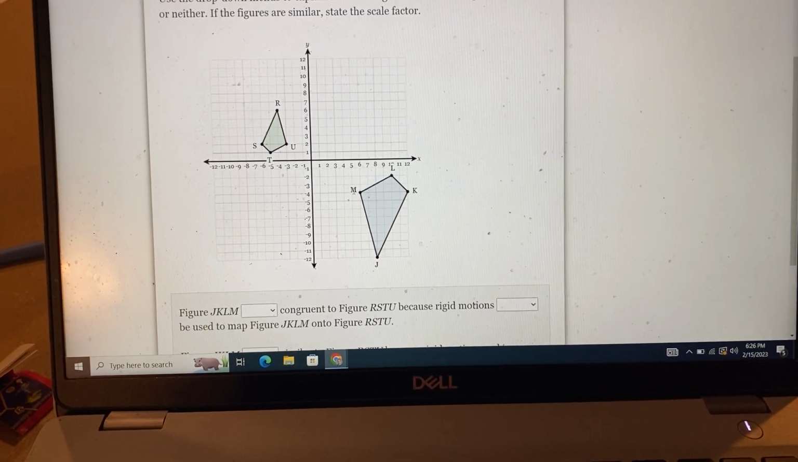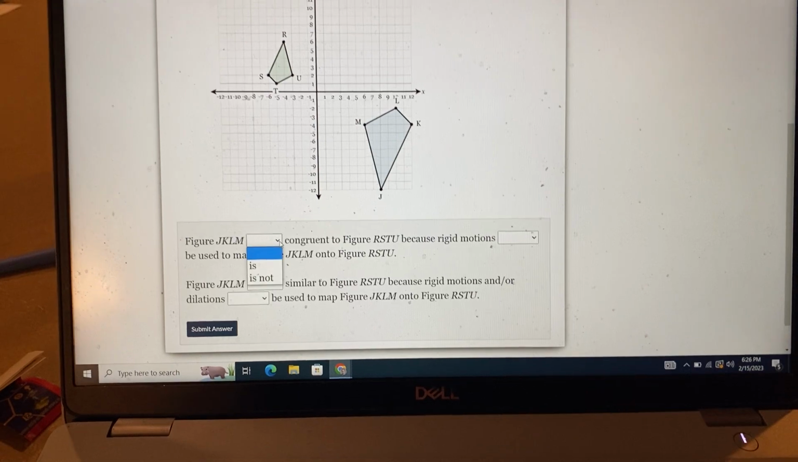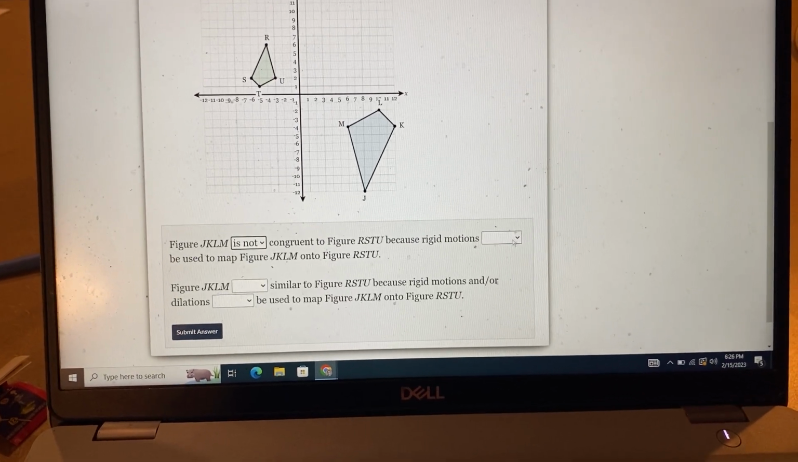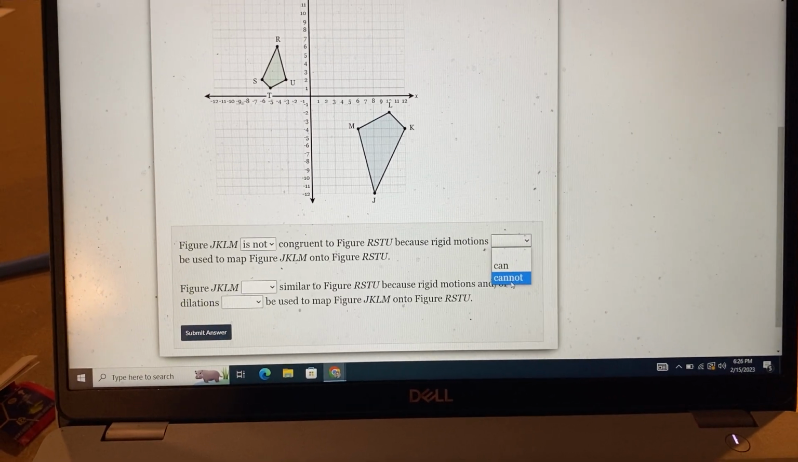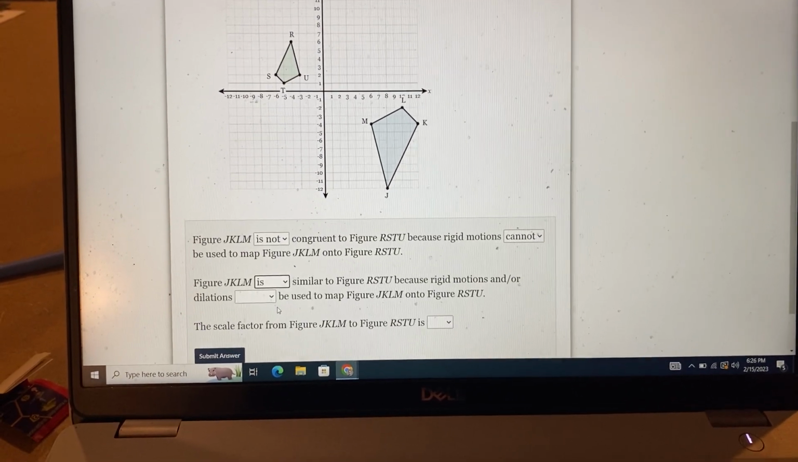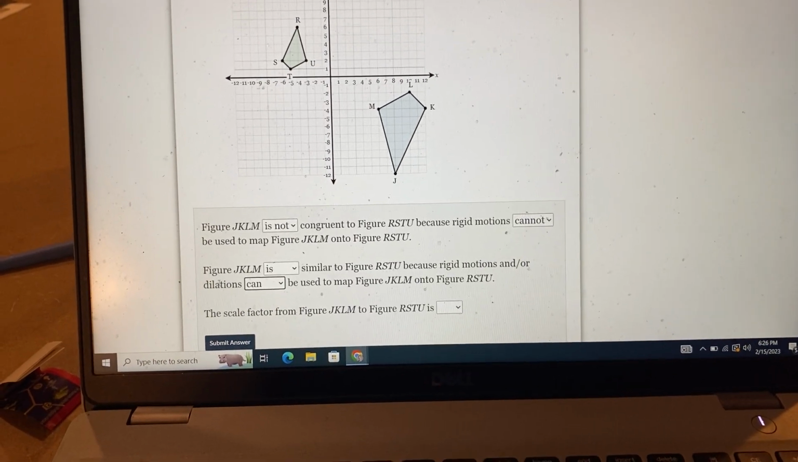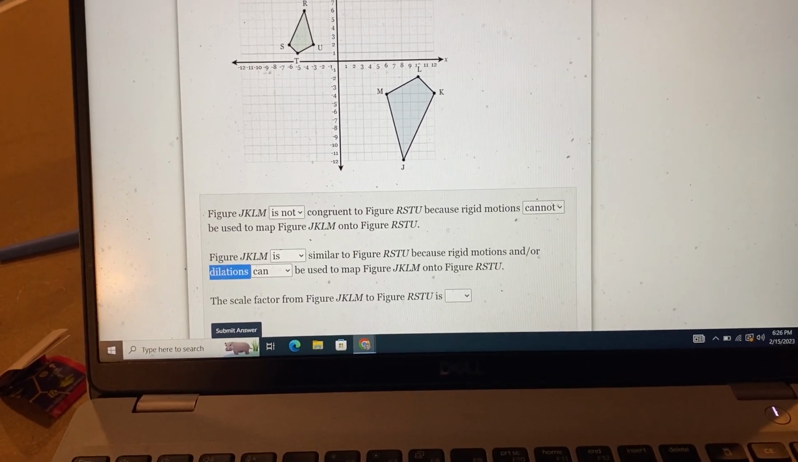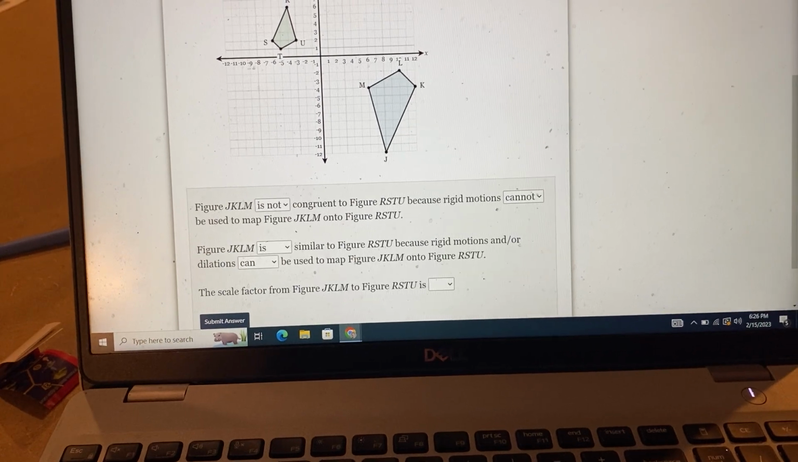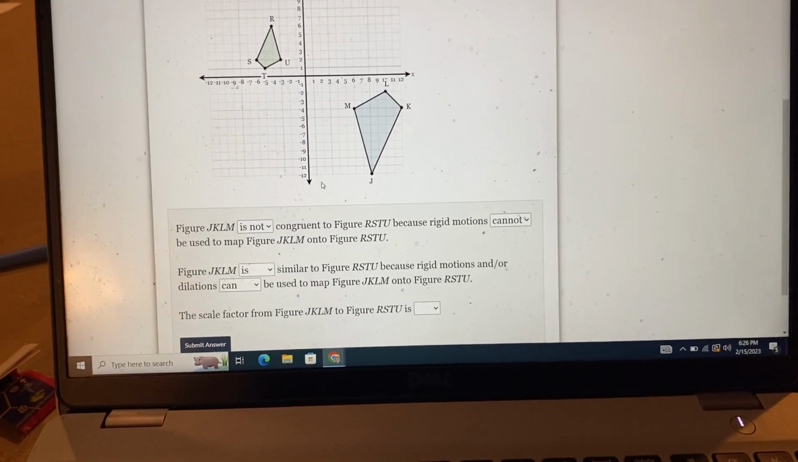These two are not the same size, but they are the same shape. So I would say they are not congruent because rigid motions can't make them work together, but they are similar because if we throw in the dilations, changing the size, it'll work. The scale factor is going to be the toughest part.